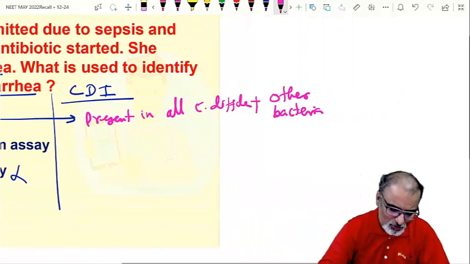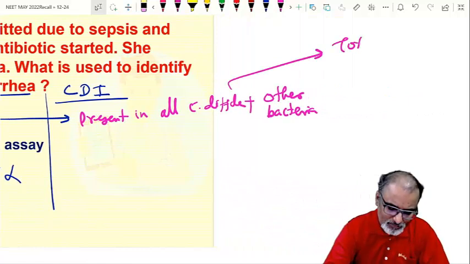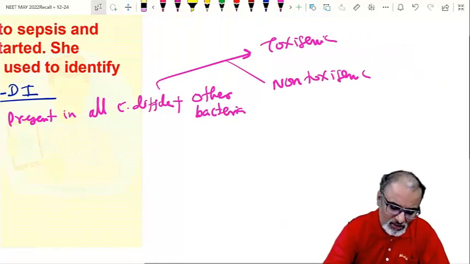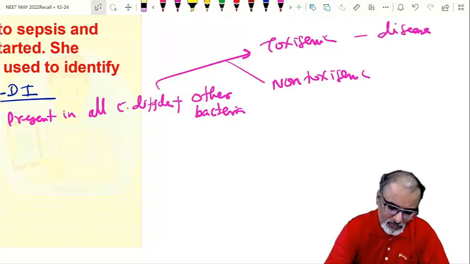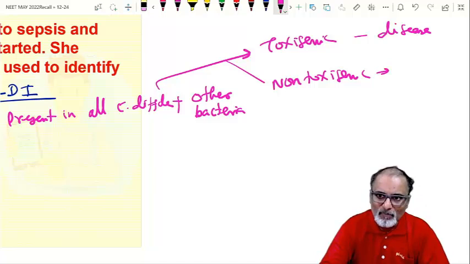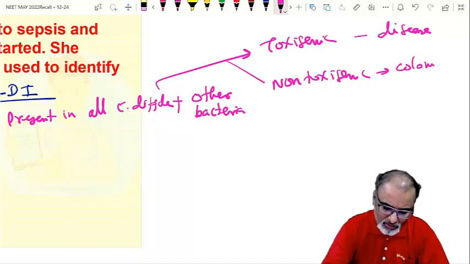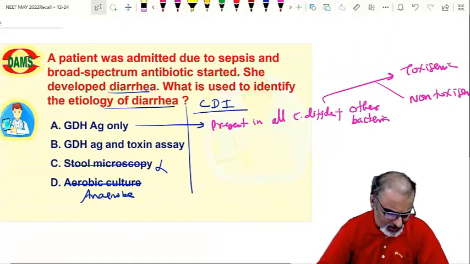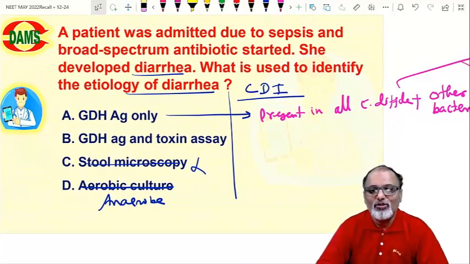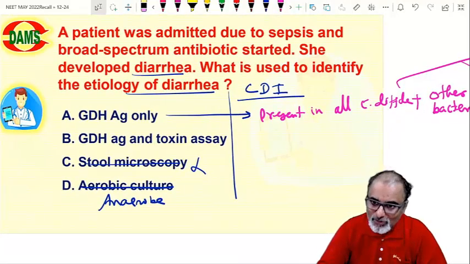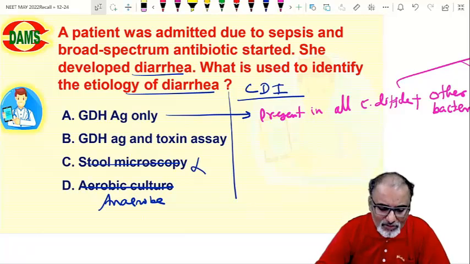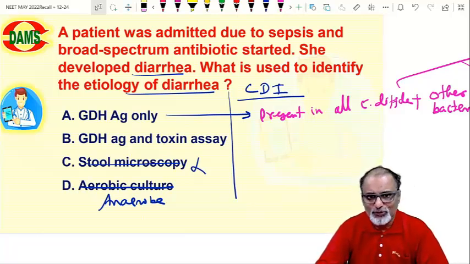And in Clostridium difficile, there are 2 types. One is toxigenic, another one is non-toxigenic. Toxigenic causes disease. They present as a commensal or as a colony in the intestine. So if only GDH, glutamate dehydrogenase, first of all you can't say it's 100% Clostridium difficile, other bacteria are also there. Even if you say it's Clostridium difficile, you can't say whether it is toxigenic or non-toxigenic, you cannot differentiate, no use.